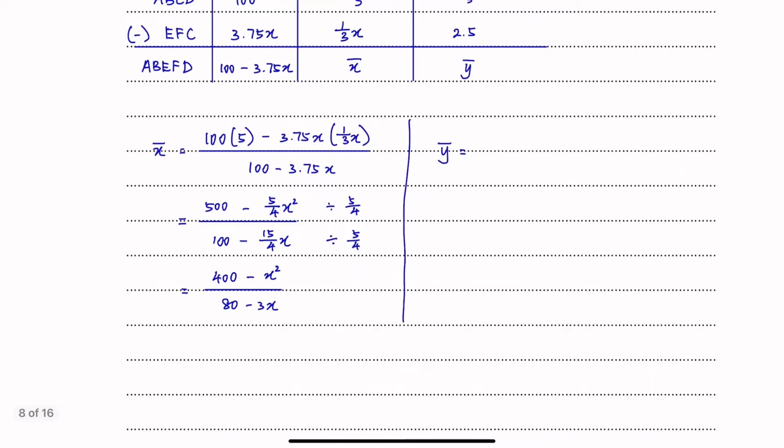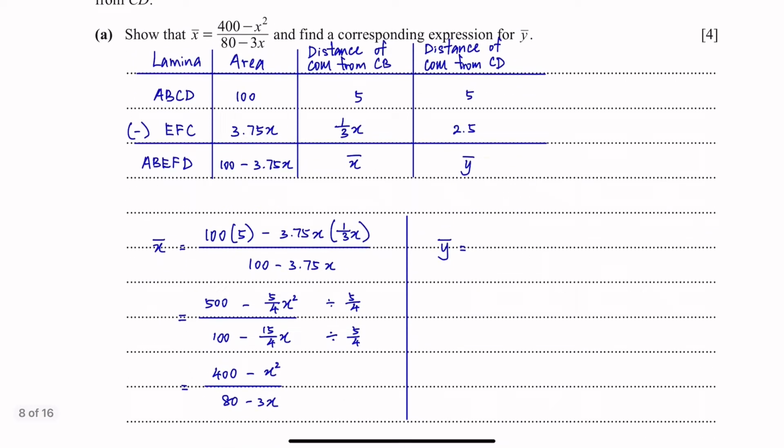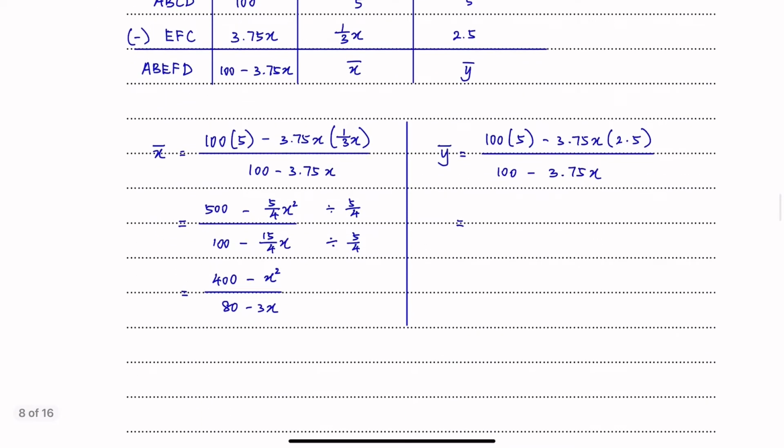let me draw a line over here. So for our y bar, we do the same thing, but for this column. So we have the product of this two, minus the product of this two, divided by this. So 100 times 5 minus 3.75x times 2.5 divided by 100 minus 3.75x. So we have 500 minus 75 over 8 x over 100 minus 15 over 4 x.